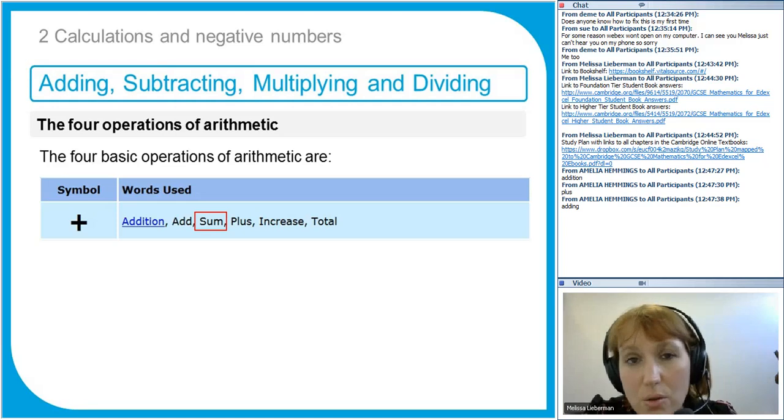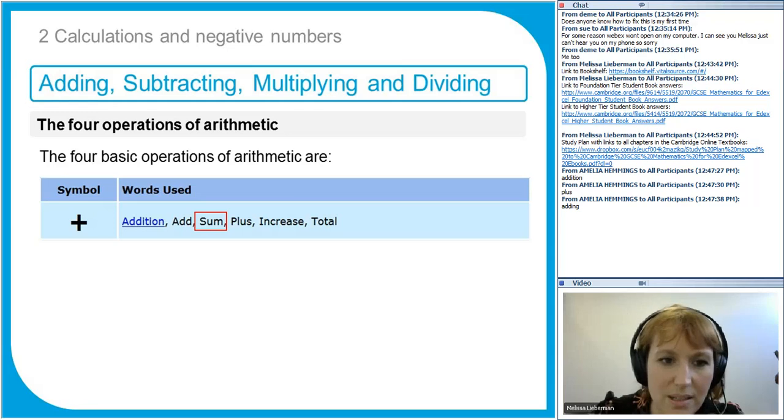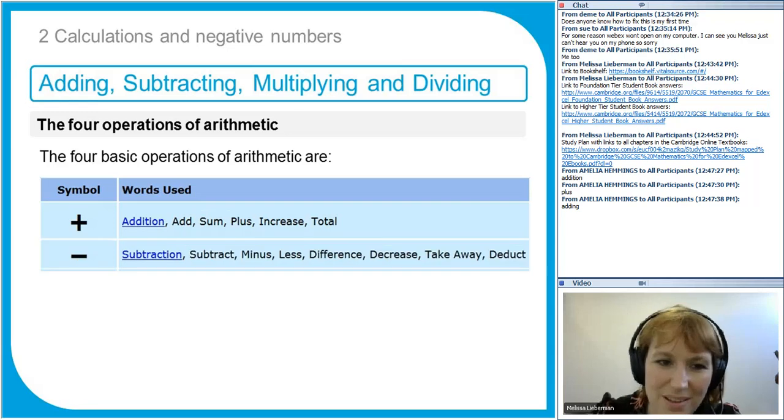You'll see plus, you'll see total. What's the total of £5 and £7? That means add them together. You might also say increase 10 by 7, and that means add 7 onto 10. So that's some different ways that we might see plus, right? That might help you with the next one.